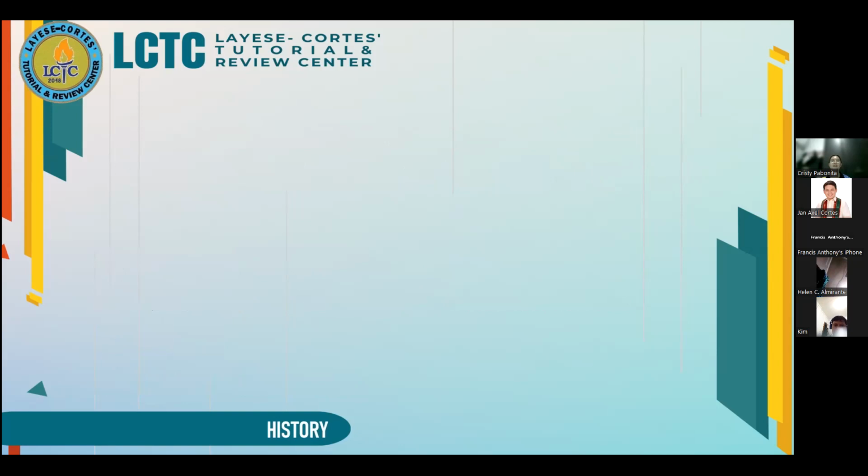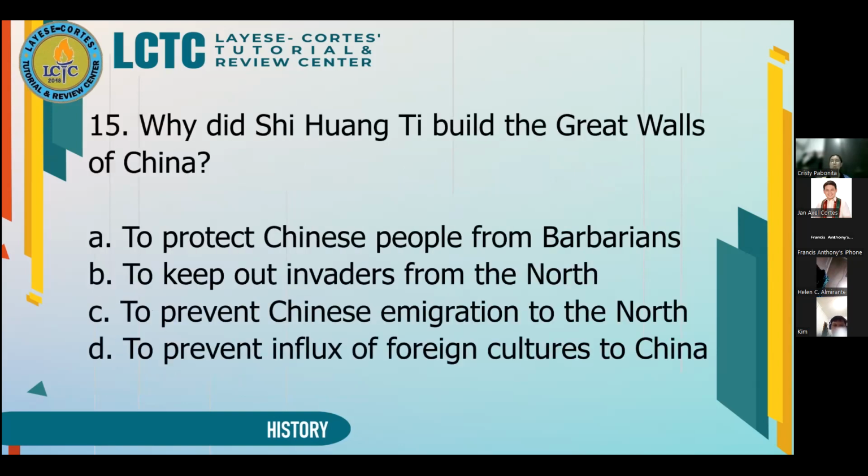Phoenicians. Right. So 15. History. Why did Shi Huangdi build the Great Wall of China? Shi Huangdi is a famous emperor in China. Is it A, to protect Chinese people from barbarians? B, to keep out invaders from the north? C, to prevent Chinese emigration to the north? Or D, to prevent influx of foreign cultures to China? What was the first goal why they built the Great Wall of China?